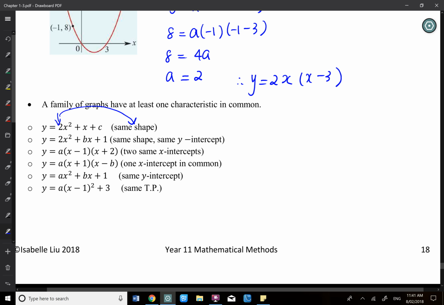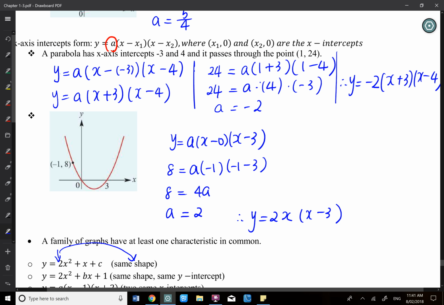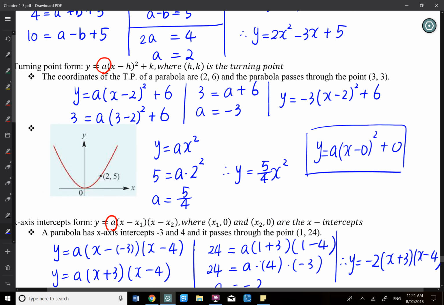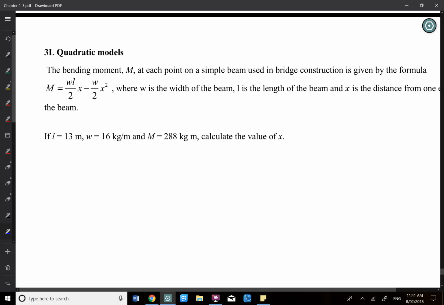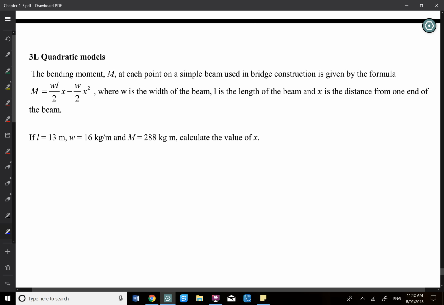So that's for exercise K. And the last one. Well, last one is really easy, just by substitution and wording questions. We have learned everything, but this one is just a wording question. So it's called quadratic models.